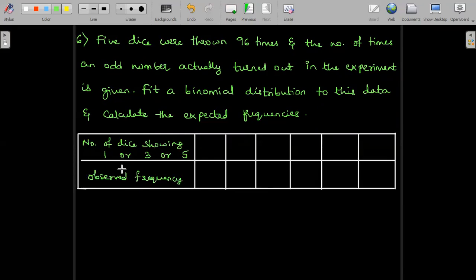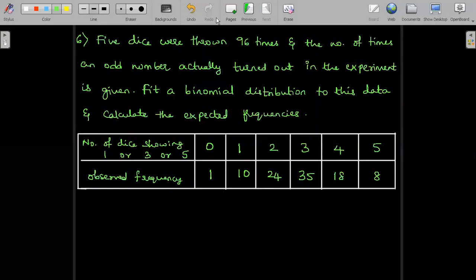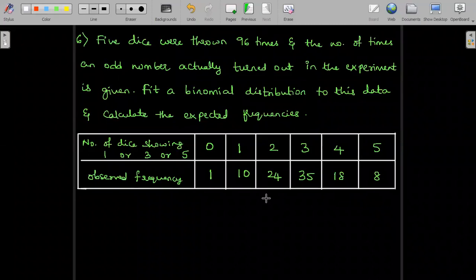So number of dice showing 1 or 3 or 5 is 0, 1, 2, 3, 4, 5, and the observed frequencies are 1, 10, 24, 35, 18, and 8. Let us analyze the given data. This is the tabular column given for us.